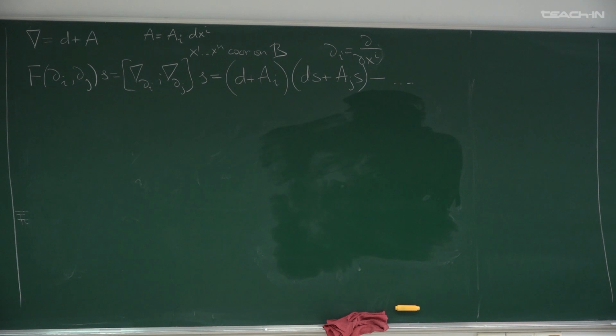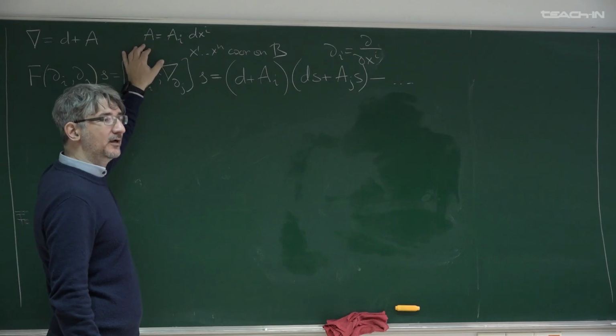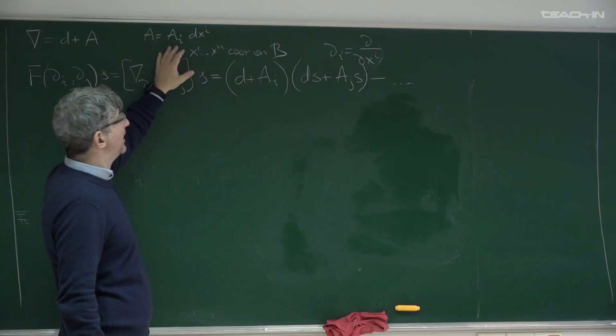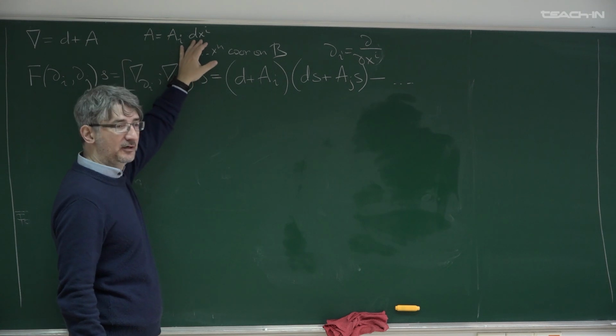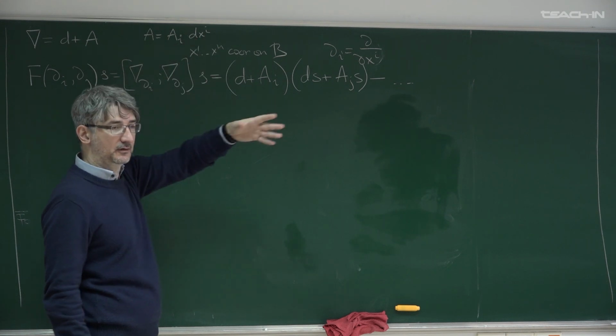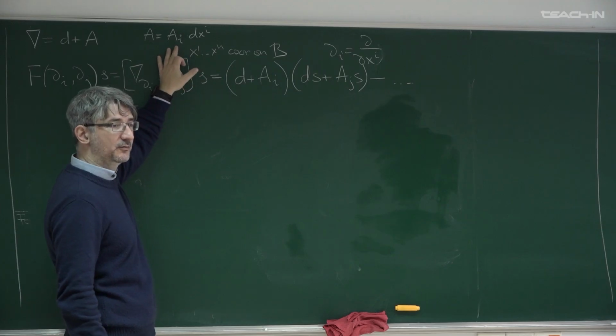I can write a bunch of formulas, but some of them are correct, some of them are not correct. What am I doing here? It's incorrect, but we need to understand why. What is A here? A is a one-form with values in the matrices. So A_i is a matrix and dx^i is a one-form. So this is a basic one-form, and this is a coefficient which is a matrix.